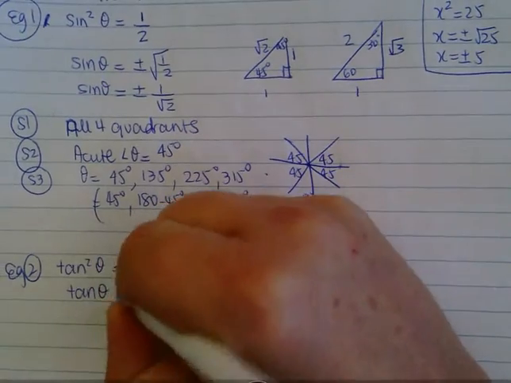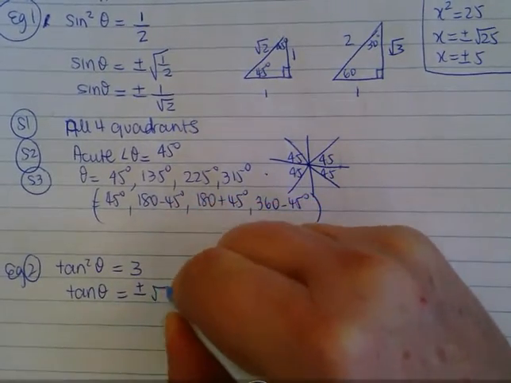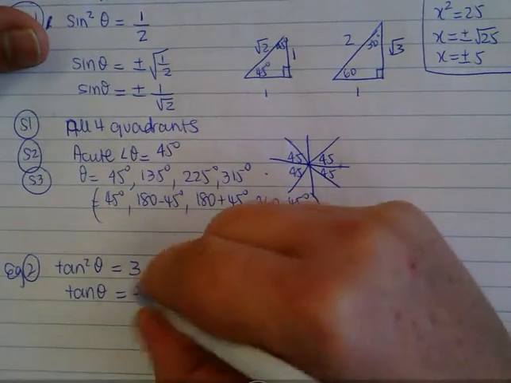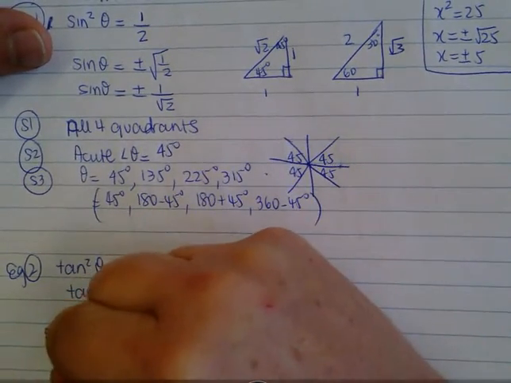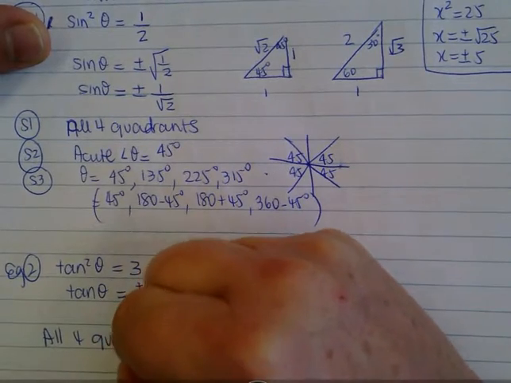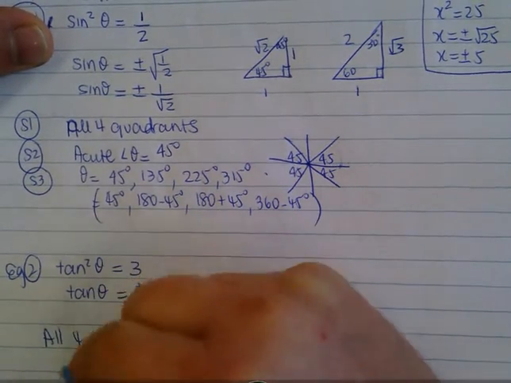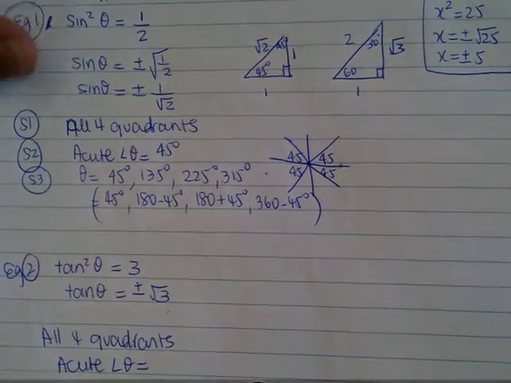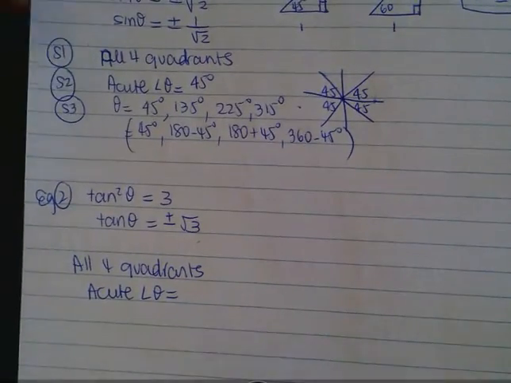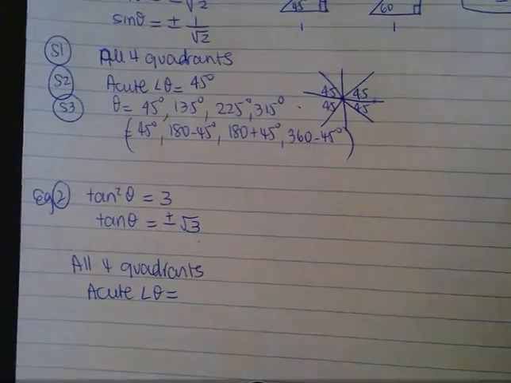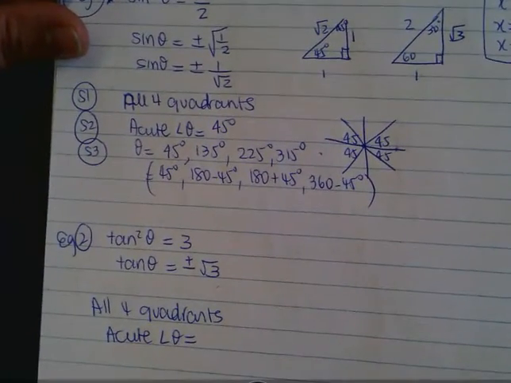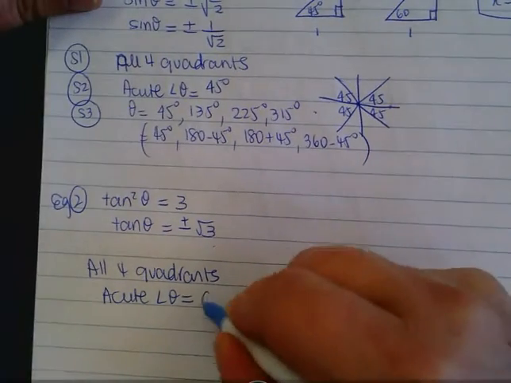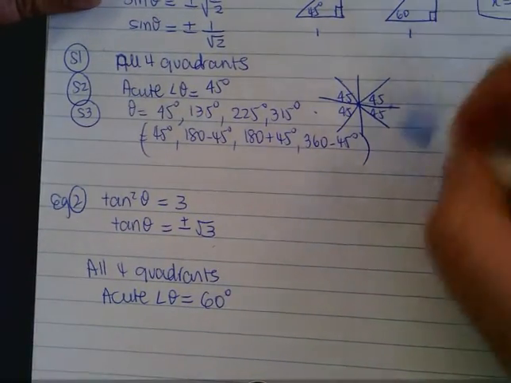Tan of theta, what do I write? Plus or minus root 3. Okay, which quadrants? Tan is positive and tan is negative. That covers everything. All 4 quadrants. That's step 1. What's step 2? Acute angle theta. You must write acute angle theta because it is the acute angle. Tan of what is, sorry, tan of what is root 3? Tan of 60 is root 3.